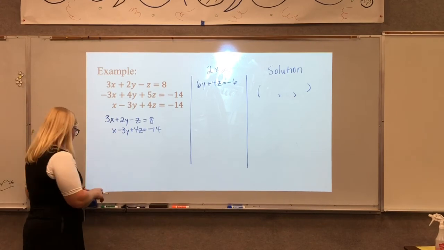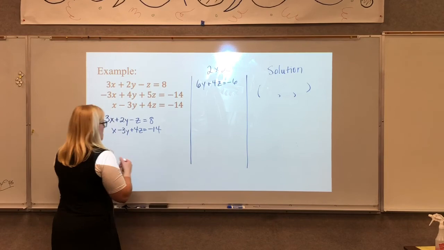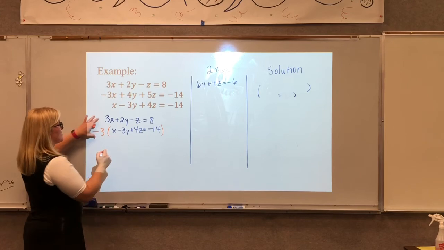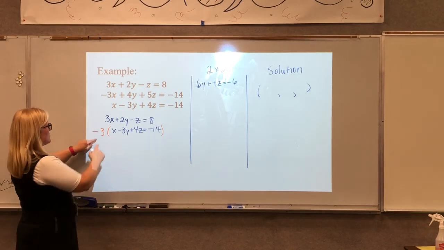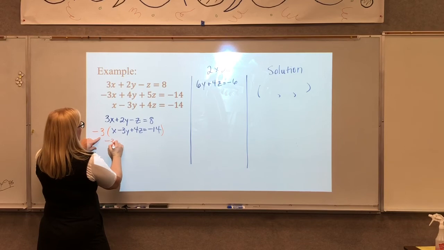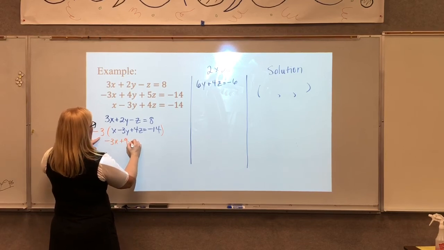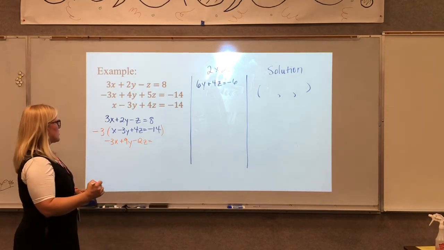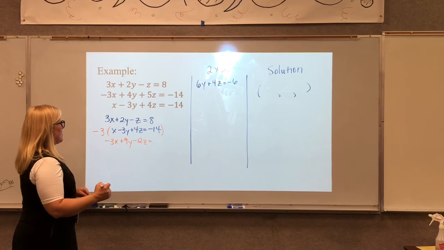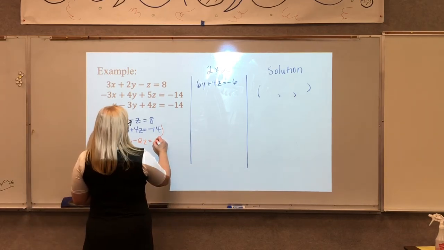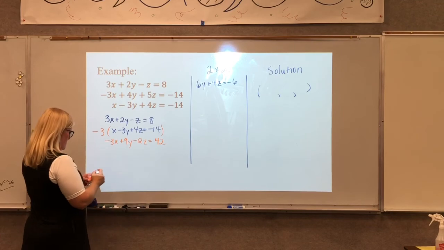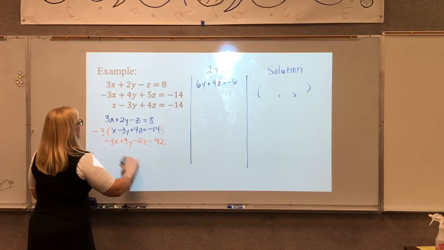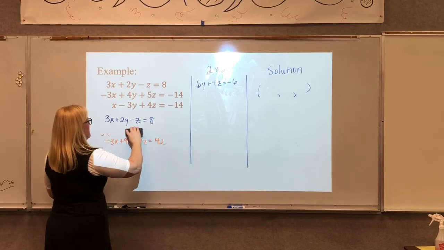So in order to do that, I'm going to use a different color. I'm going to multiply this whole thing through by a negative 3 so that these x's will drop out. So I'm going to distribute this. I've got negative 3x plus 9y minus 12z equals, what's 14 times 3? 42? Yep, positive 42. Okay, so this is my new equation. You can't erase it on yours unless you want to, but I'm going to erase this.